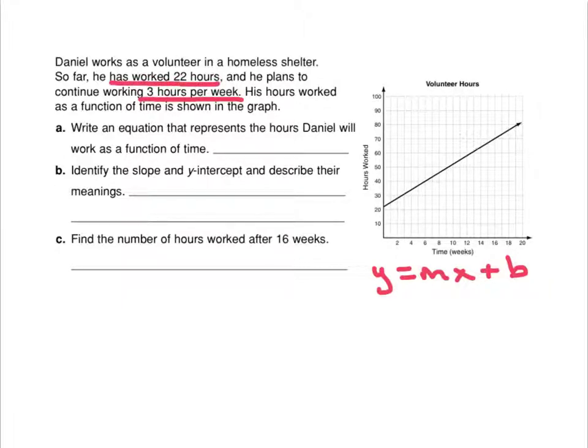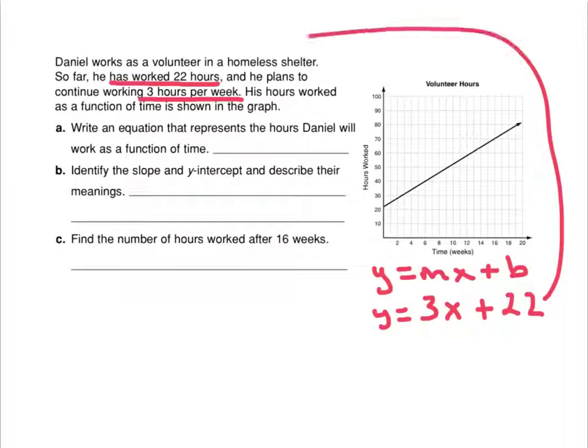Going back to what we talked about a minute ago, those can be represented in our equation as our slope and our y-intercept. Our slope is going to be 3 hours per week, where x represents our weeks. And then b is going to be the number of hours that have already been worked. So that's 22. Those numbers came directly from our statement. So the equation is y equals 3x plus 22.